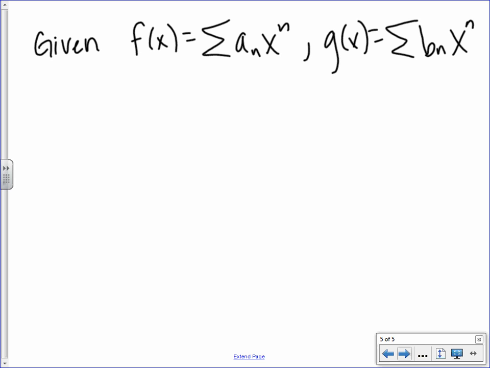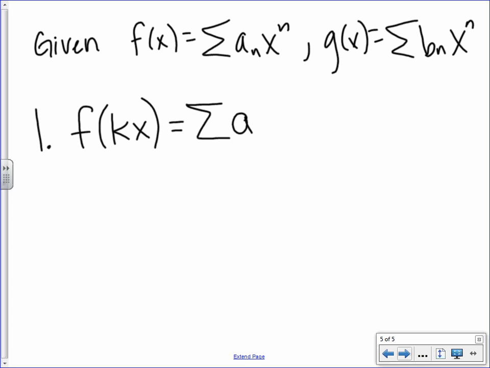Okay, we have 2 series. If we have a function where there is a constant in front of x, then what we can do is plug that in to our x, and it gives raised to that n power as well. Okay. You may see it in your book as this.